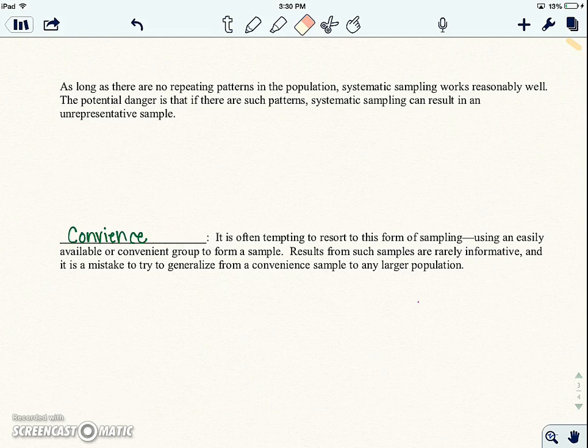Lastly, a convenience sample. It is often tempting to resort to this form of sampling, using an easily available or convenient group to sample from. Results from such samples are rarely informative, and it is a mistake to try and generalize from a convenient sample to a larger population. Just like the farmer conveniently went out and sampled the closest 10 plots, in that case, he would have chosen not to harvest the field, and he would have lost thousands of dollars.